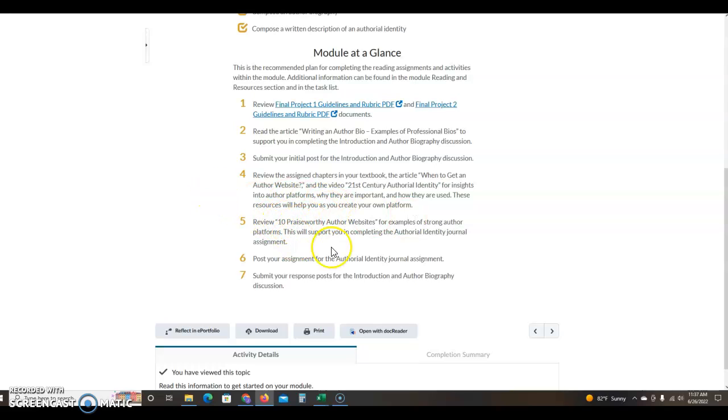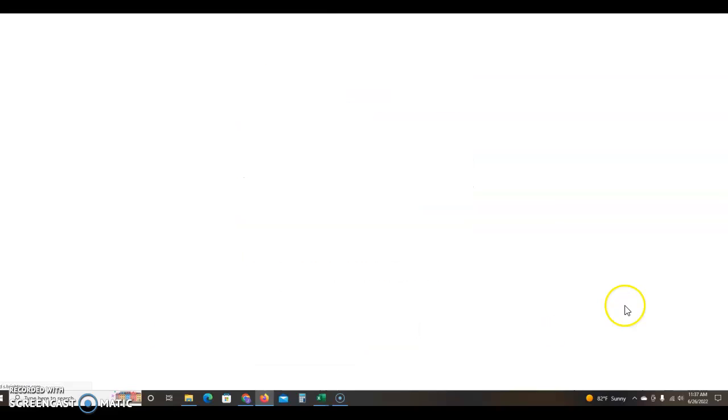Then you get a chance to look at 10 different author websites to get a sense of the possibilities. You'll post your assignment in the identity journal. That is not seen by any of your classmates. That's just a between you and me kind of text. And remember, the discussion is classmates sharing these ideas with one another. So here's where we go.